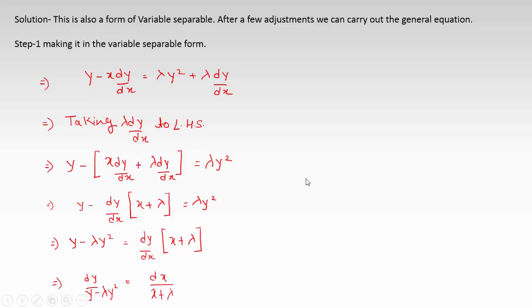After that, we take dy by dx common and simplify to get this equation: y minus lambda y square equals dy by dx times x plus lambda.